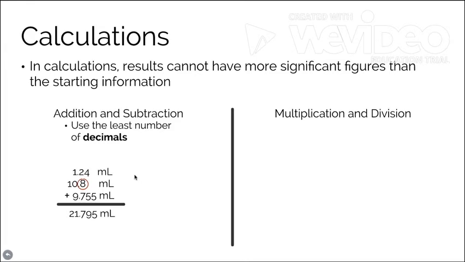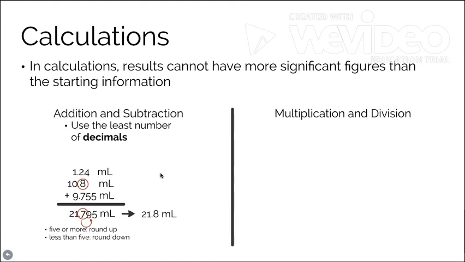10th place. So we focus on the 10th place and we get 21.7, and then you have to drop the 95, but you have to follow the normal rounding rules. If you don't know them, you focus on the last digit you're going to keep and look over to the next number. If it's 5 or higher, you round up. If it's less than 5, you round down. In this case, we have 9. That's more than 5, so we round up, and 21.8 milliliters would be the answer for this addition problem.